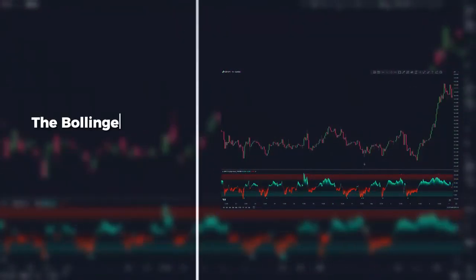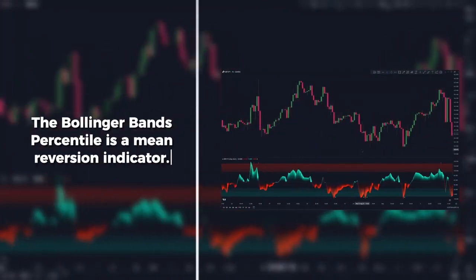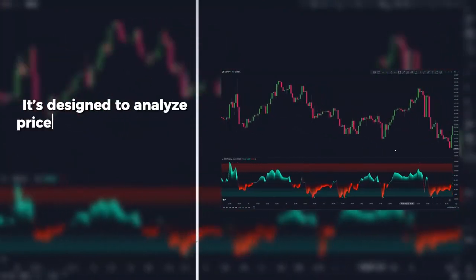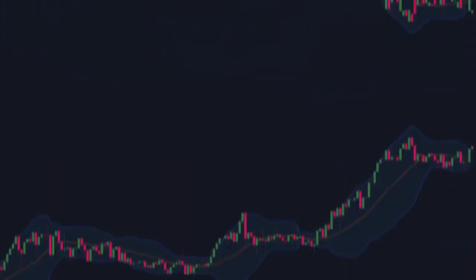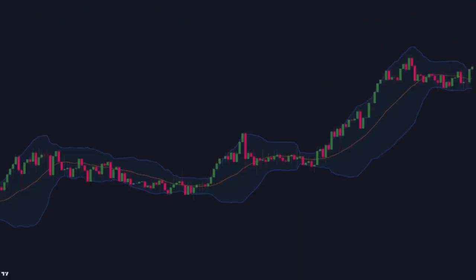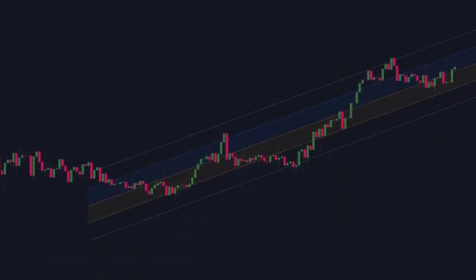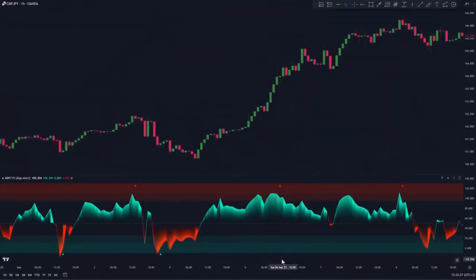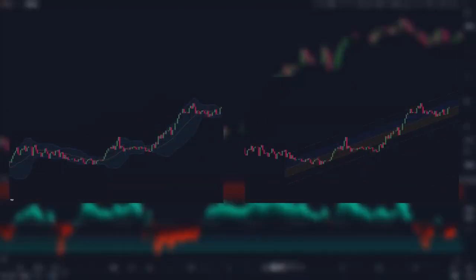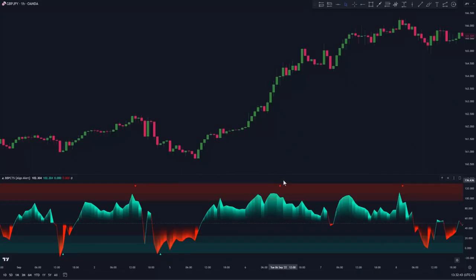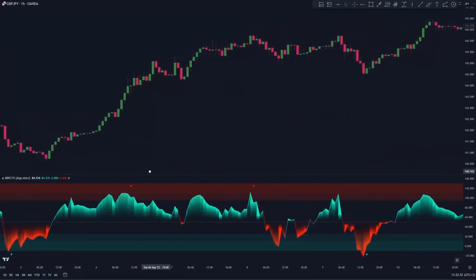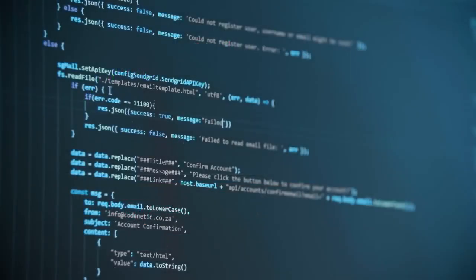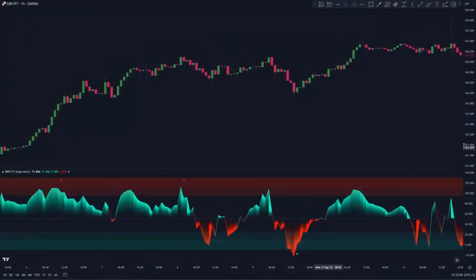The Bollinger Bands percentile is a mean reversion indicator. It's designed to analyze price positions using the Bollinger Bands and the standard deviation channels. This is the Bollinger Bands indicator, and this is the standard deviation channels indicator. So basically, the Bollinger Bands percentile works by combining these two indicators into a single indicator, making it way better than a standalone Bollinger Bands indicator. This indicator is made up of several different components. Let's go over them real quick.